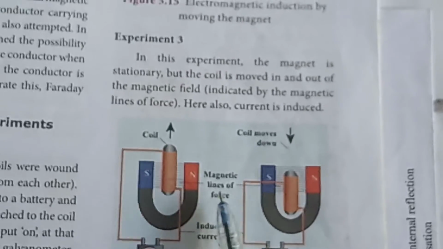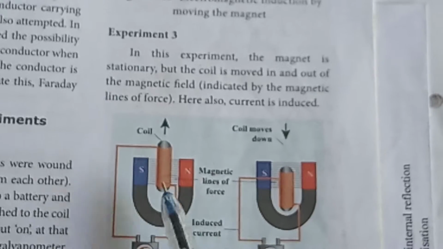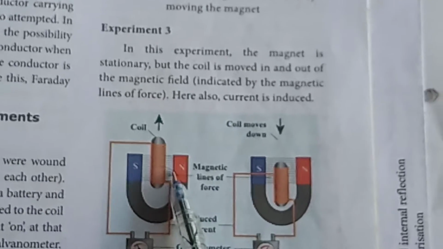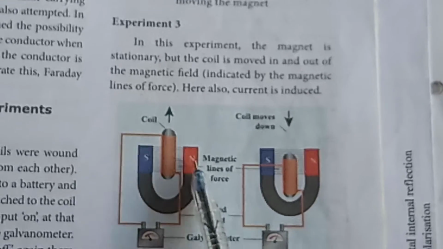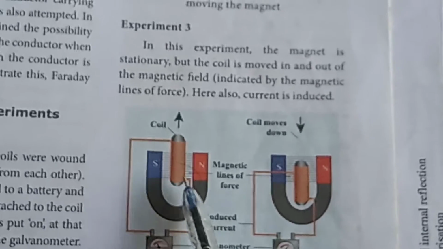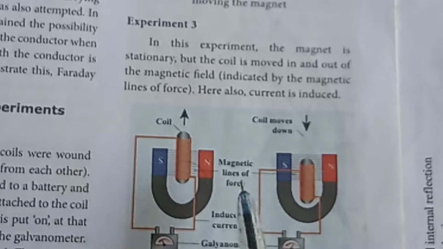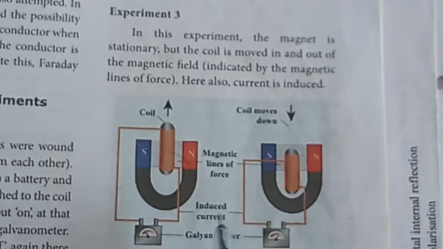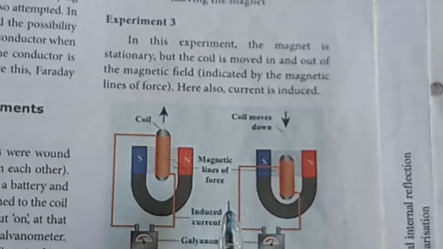So what is electromagnetic induction? When the magnetic flux linked with the coil changes, an EMF will be produced. The induced EMF is called electromagnetic induction. So from these three experiments we can conclude electromagnetic induction.